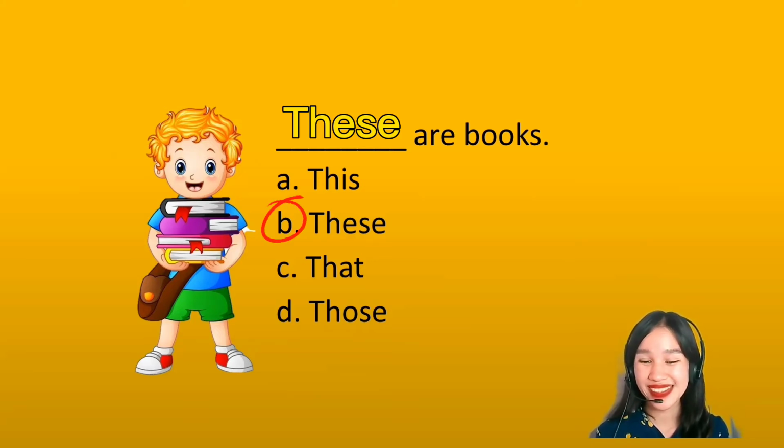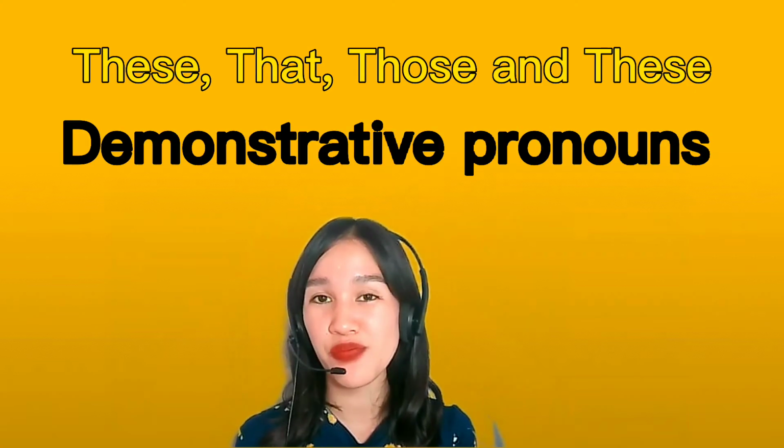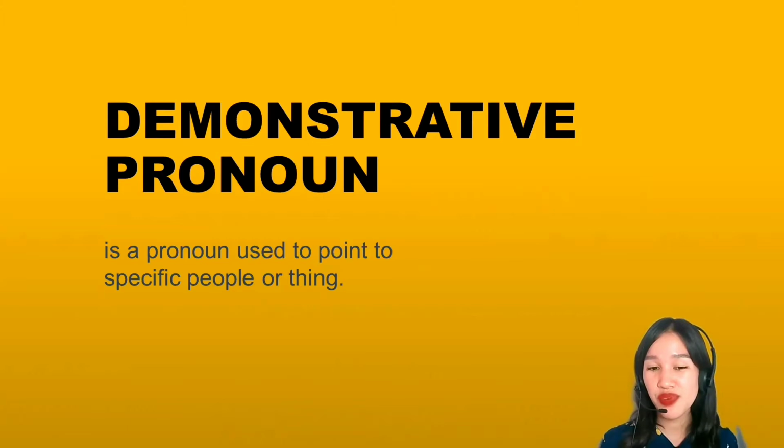These are books. This, these, that, and those are called demonstrative pronouns. What is a demonstrative pronoun? A demonstrative pronoun is a pronoun used to point to specific people or things.